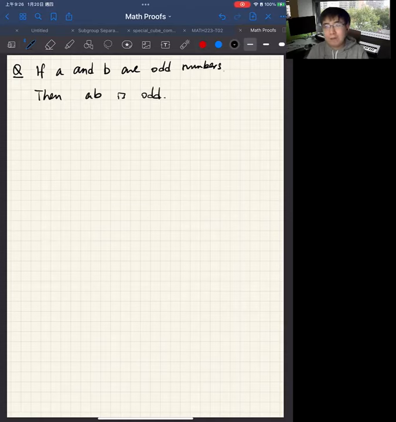We defined above that odd numbers mean odd integers, so there are no decimals that we call odd. There may be other definitions, but not in this section. So if a and b are odd numbers, then ab is odd. How do we prove it?